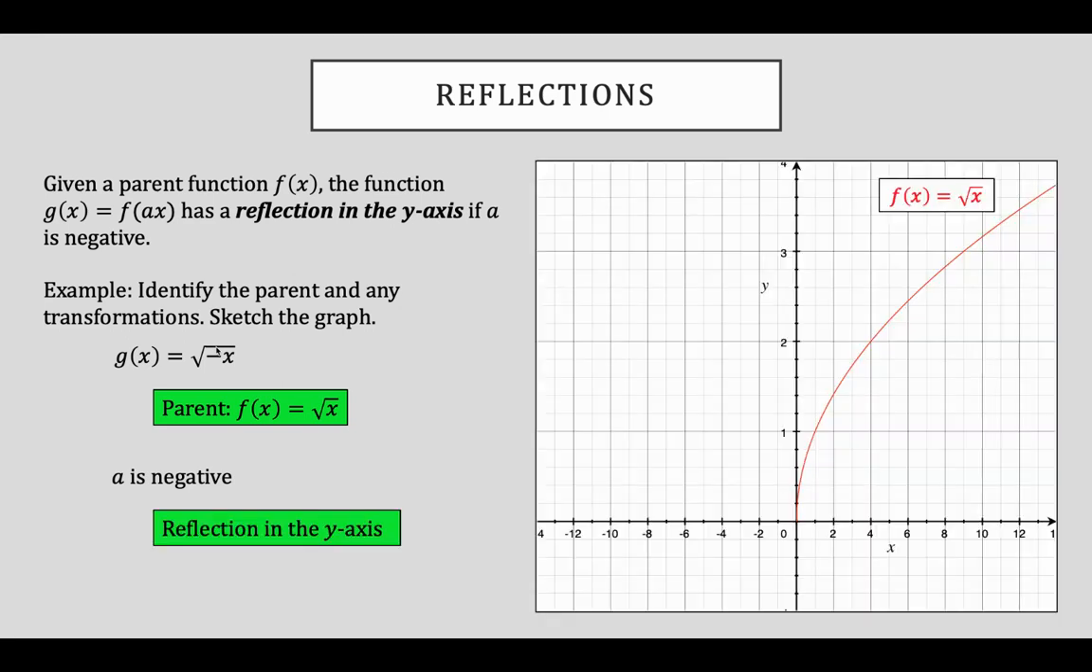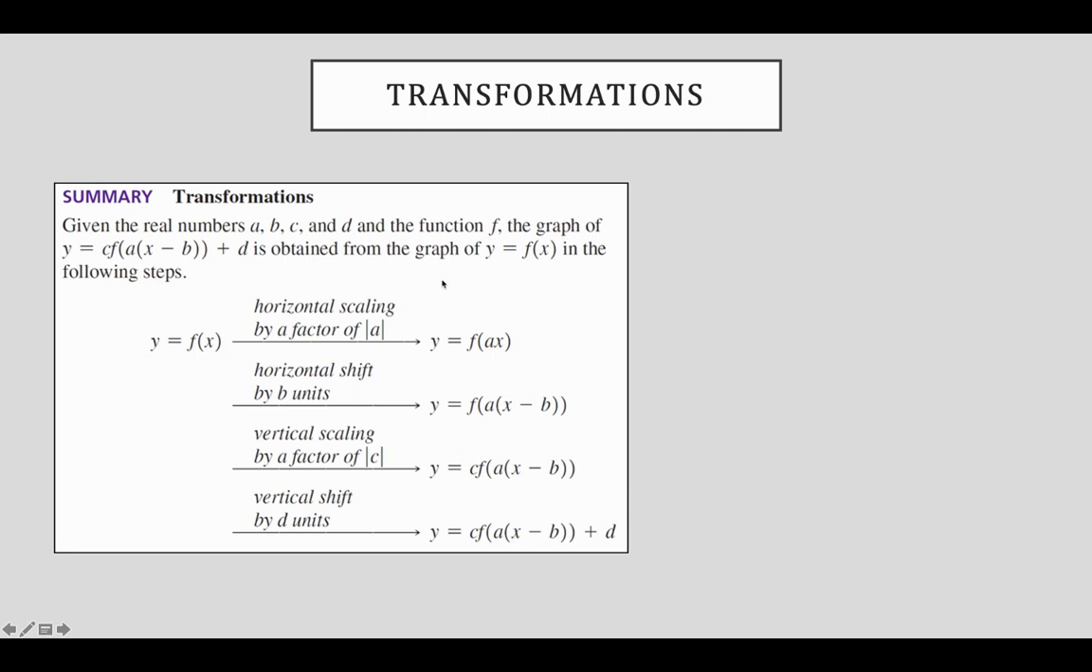So here is the graph of our parent function, f of x equals the square root of x. To get to our function g of x, we are going to take that graph and reflect it right over the y-axis. And here we have the graph of g of x is equal to the square root of negative x. So here is a quick summary of all of your transformations.